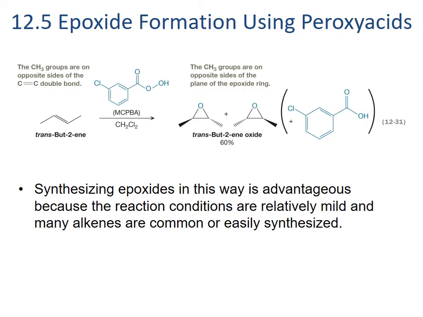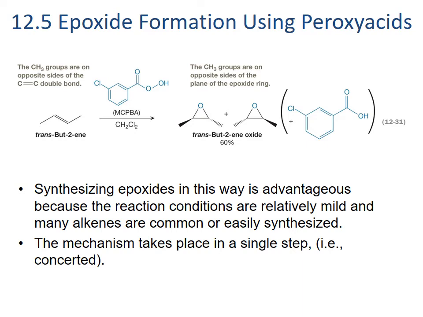Alkenes are easy to make, and MCPBA is relatively mild and selective. We can also make epoxides through halohydrins, which we discussed before, but that involves strong bases and takes multiple steps from an alkene, where this one is all at once.